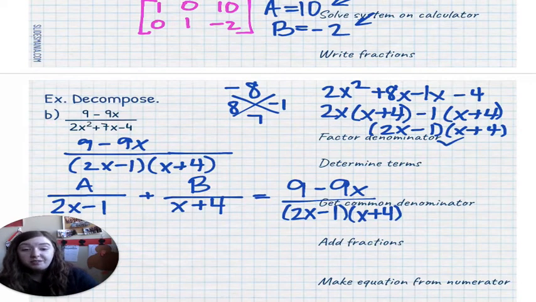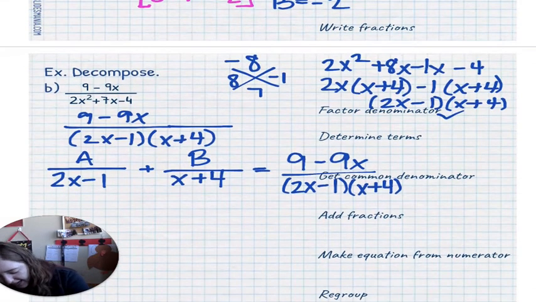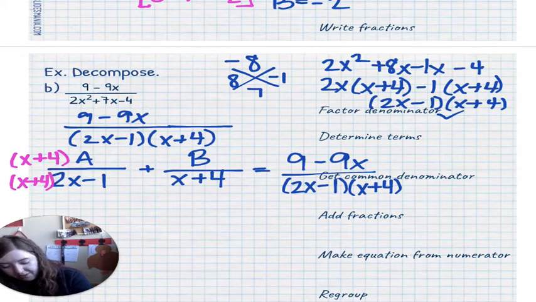The next thing I'm supposed to do is get a common denominator. So I'm going to get a common denominator by multiplying by the denominator of the other fraction. So I'm going to multiply a by x plus 4 over x plus 4. And we're going to multiply my b fraction by 2x minus 1 over 2x minus 1.